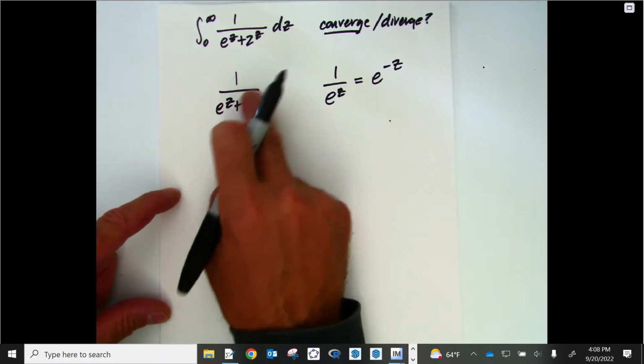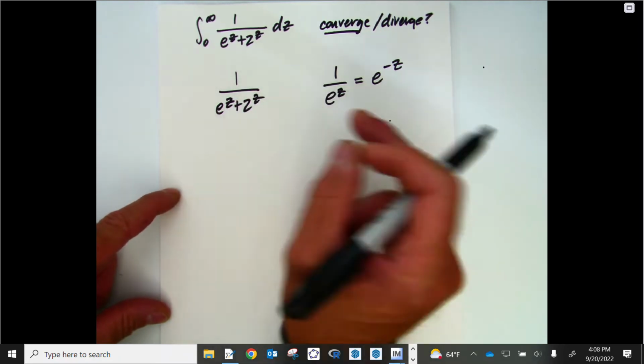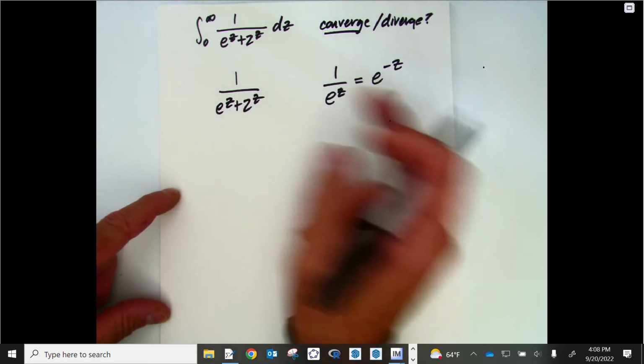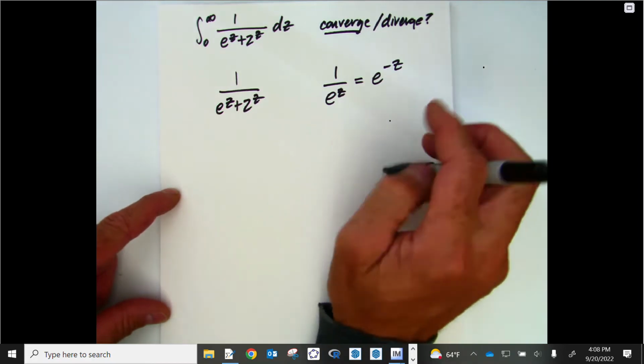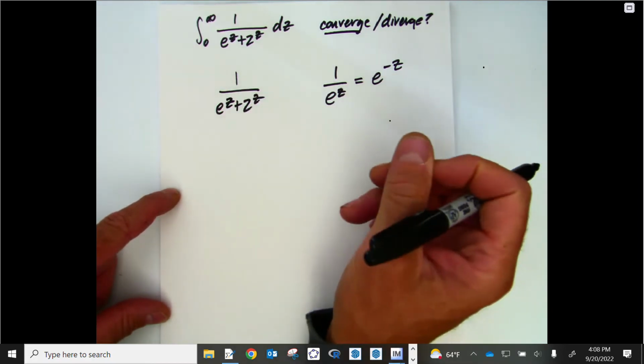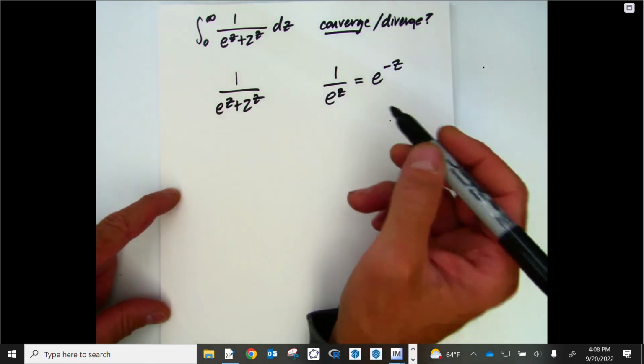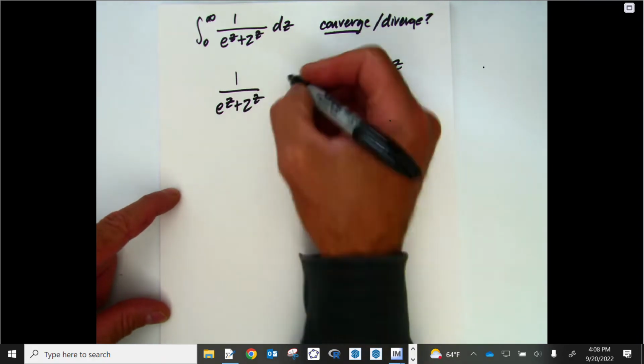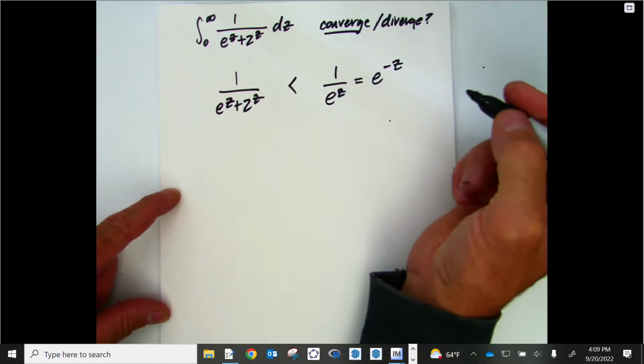because it's got a larger denominator, right? I mean, 2 to the z, as long as z is positive, and of course it is, you're going to be adding something to that term, so we get a larger denominator, smaller number. This is always less than.